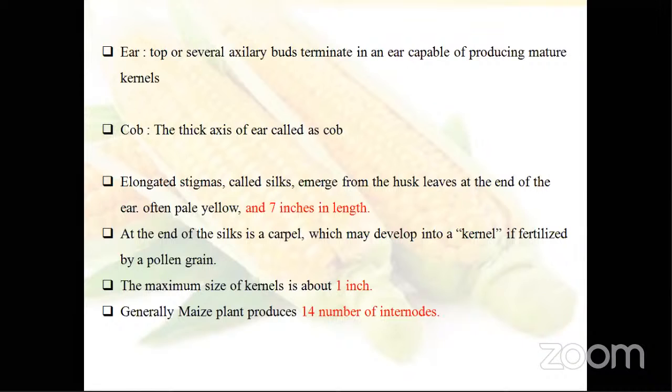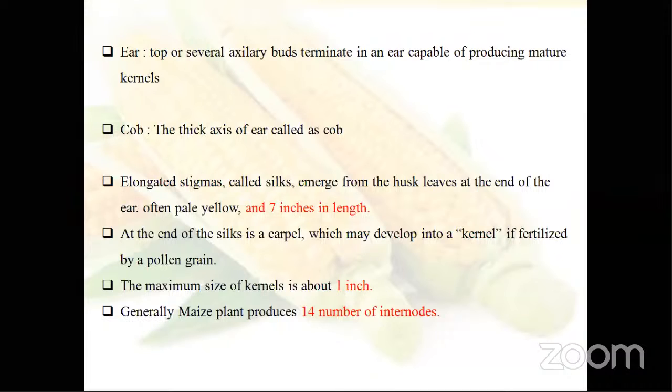Okay, tell me one thing. What do we call a single-seeded fruit? It may be in paddy or it may be in wheat. These all are single-seeded fruits, no? What is it, caryopsis? Yes, but in maize we call it a kernel, which is the seed. A kernel means that maize seed, one grain. The maximum size of a kernel is about 1 inch.